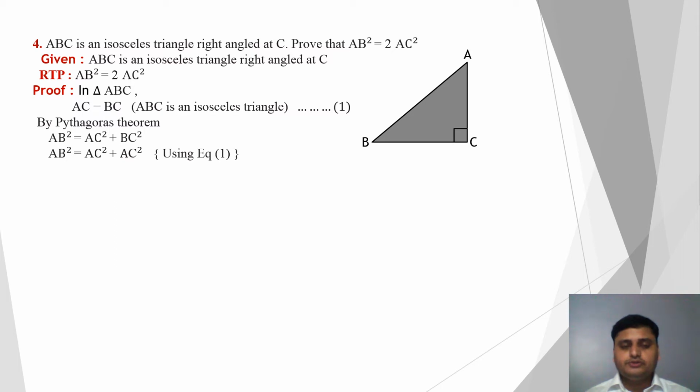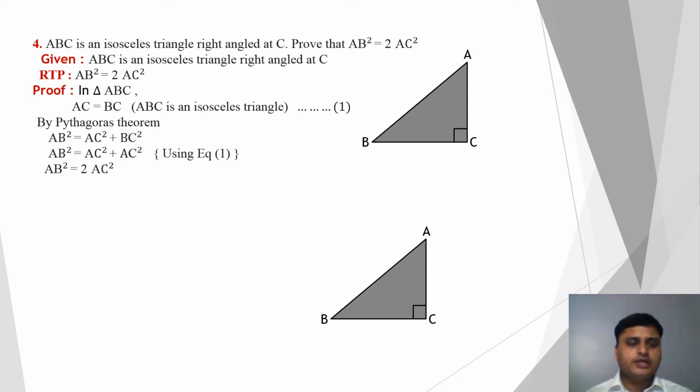After this, we will simply add these two. So what will we get? AB square is equal to 2AC square. So in this way, we prove this question. I think this one is clear. Now come to the next one.